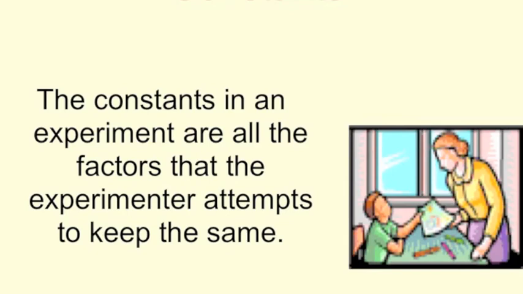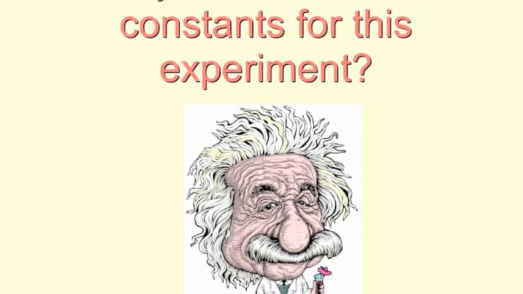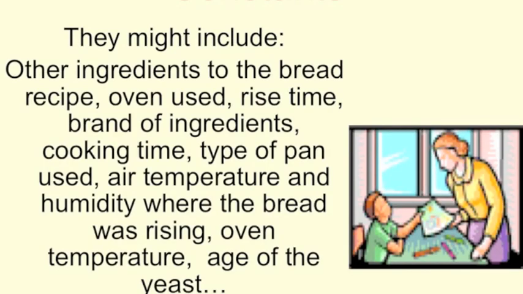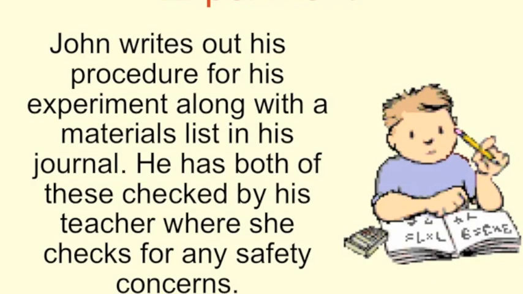So what are some of the other constants that we need to keep the same? Can you think of any? They might include things such as the bread recipe, the oven used, the time that we allow the bread to rise, the brand of ingredients, the cooking time, the type of pan, air temperature and humidity when the bread is rising, the oven temperature, the age of the yeast. So all of these things come into play. Pretty much we need to keep everything else the same. John then writes out his procedure, including a material list, and he has both of these checked by his teacher, and she also helps him to address any safety concerns.